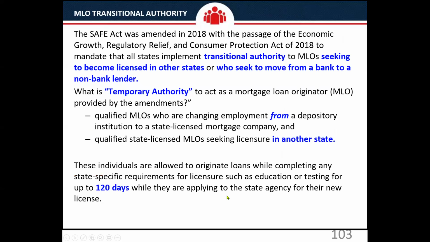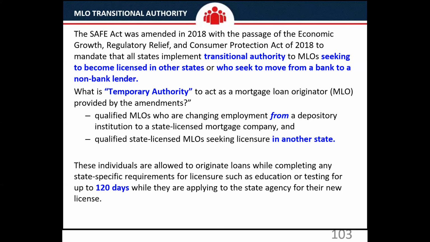The SAFE Act was amended in 2018 with the passage of something called the Economic Growth, Regulatory Relief, and Consumer Protection Act. All of that was amended to mandate that all states implement something called transitional authority for MLOs seeking to become licensed in other states or who seek to move from a bank to a non-bank lender. So this temporary authority, what is temporary authority? To act as a mortgage loan originator provided by the amendments.